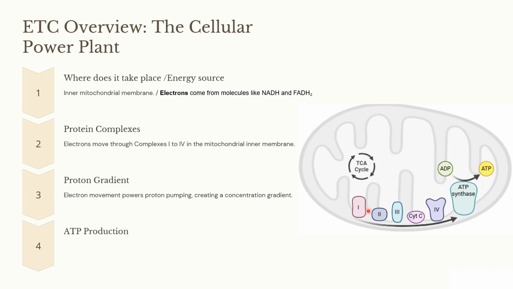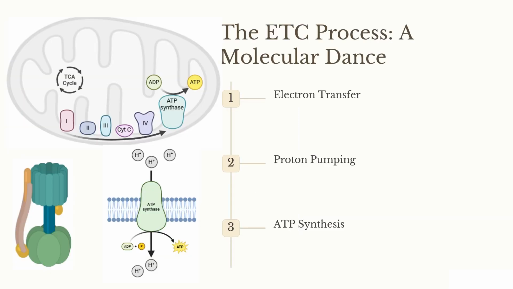When they move from complex 1 to complex 2, the energy is released. That energy is used to pump protons from the inner mitochondrial membrane into the intermembrane space. After that, the ATP is produced. So with the electrons moving from one complex to another, the protons are pumped and the proton gradient is formed here.